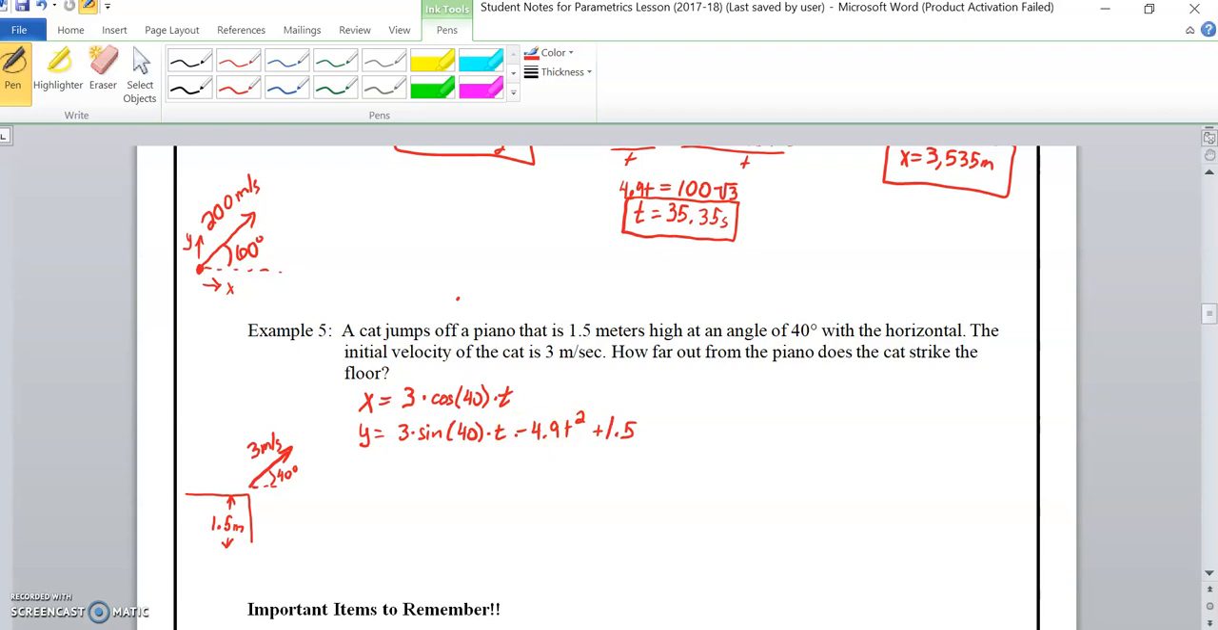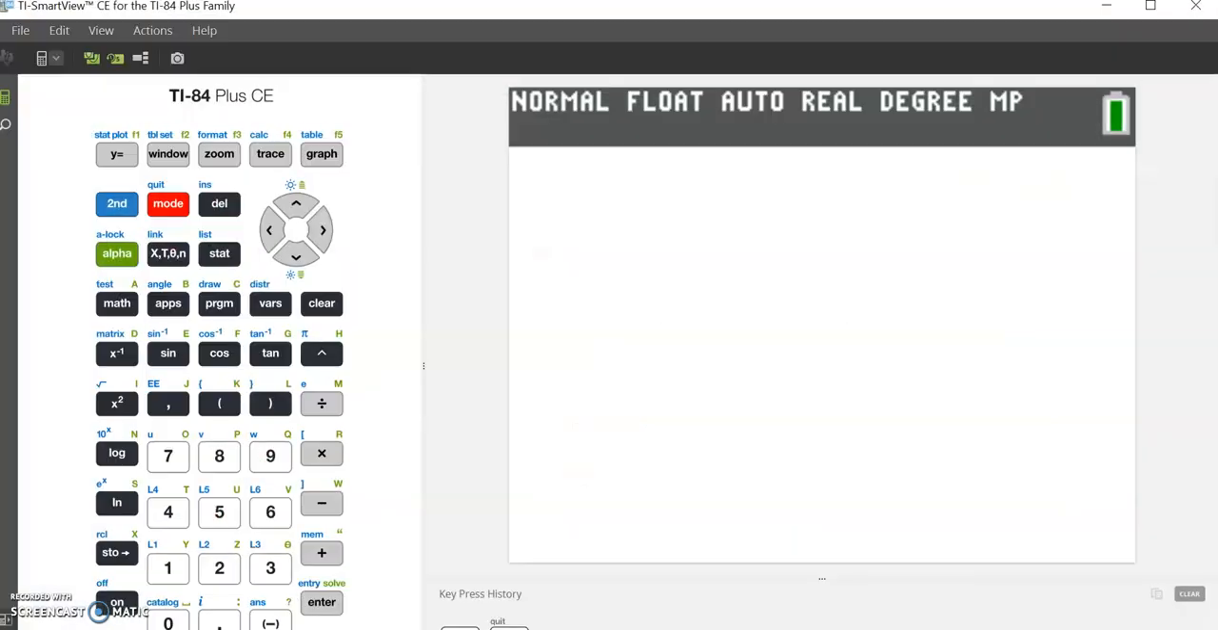So we have two options. We can go and do the good old quadratic formula and say x is equal to negative b plus or minus the square root of b squared minus 4ac, all over 2a. There we go. So we can use this formula. We can say a is negative 4, b is whatever 3 sine 40 is, and c is 1.5. And then we would only use the positive term. Or we can graph this, which is what I would recommend.